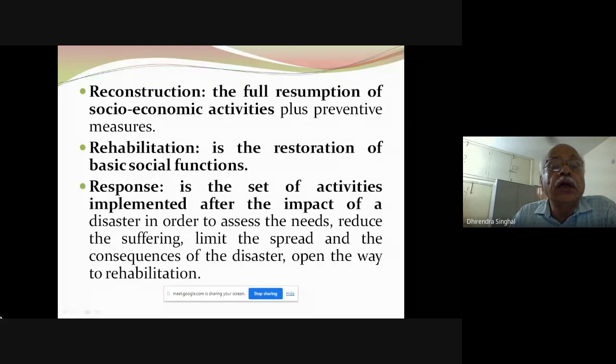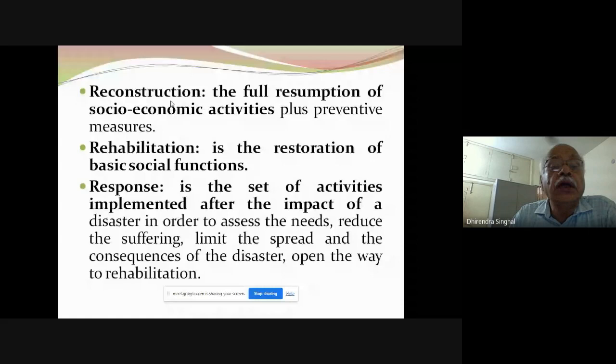Reconstruction. It is important when we go through this definition, because in disaster management, reconstruction means, for example, if there is an earthquake and a building or anything collapses, then if it is to be rebuilt, it should be with all preventive measures. If the earthquake comes again, it should not collapse, plus preventive measures.